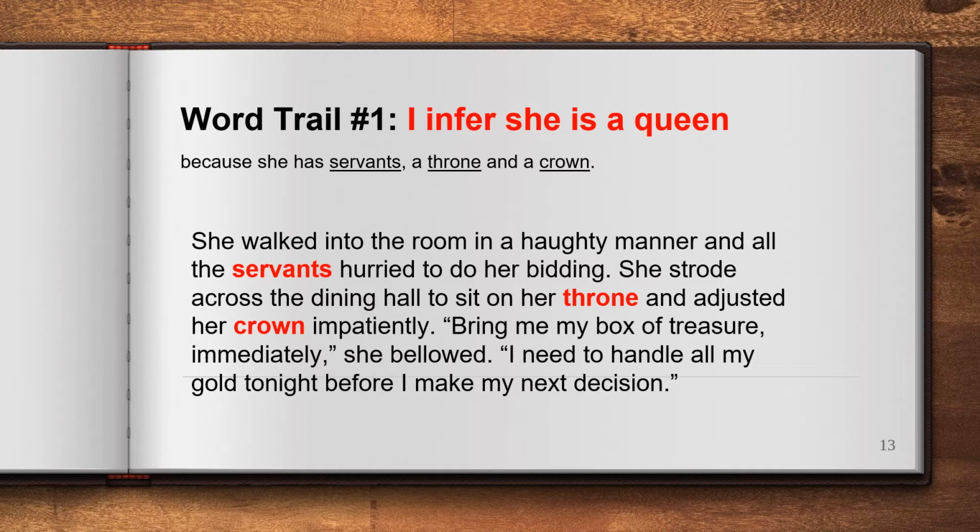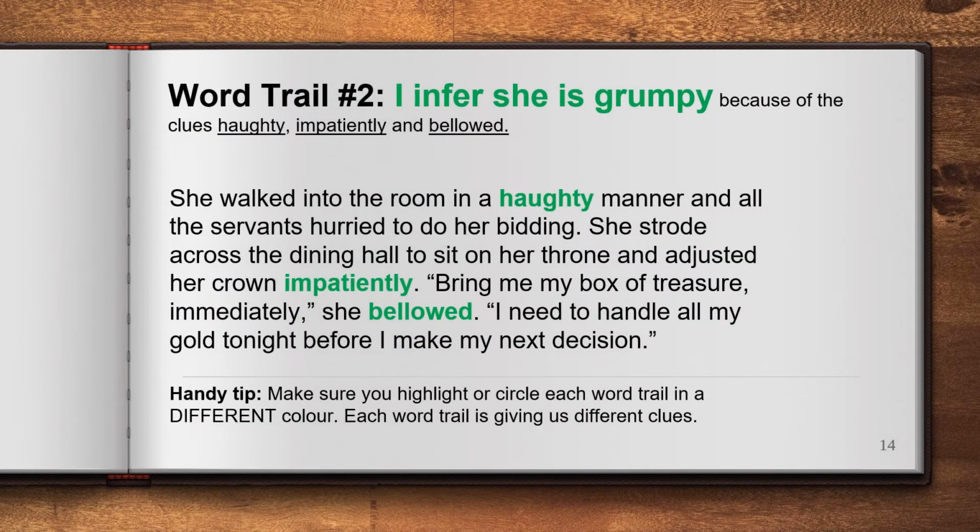But what is she like? Word trail number 2, I infer that she is grumpy because of the clues haughty, impatiently, and bellowed. So one little tip that I give to people is when you're colour highlighting word trails, make sure you change the colour of your highlighter when you move on to another word trail.